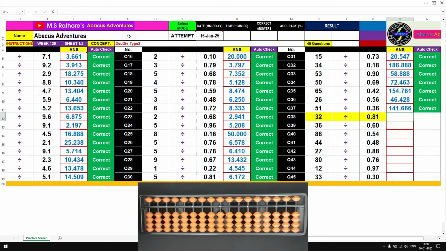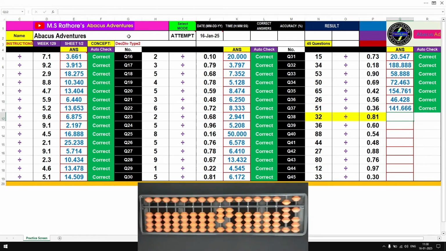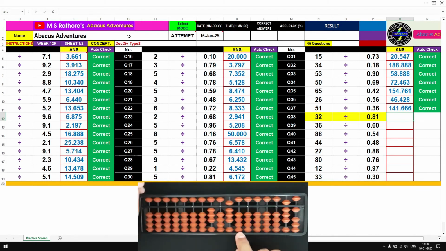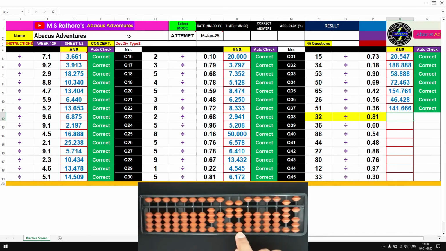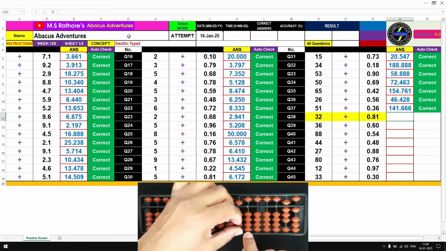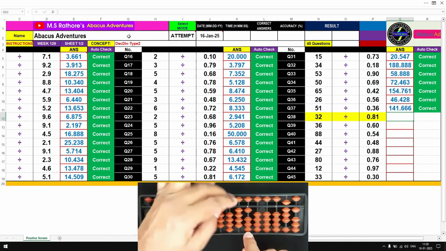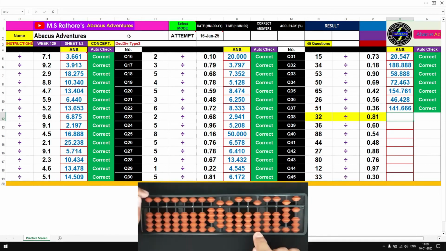Question number 38, 32 divided by 0.81 or 32 divided by 81. My finger is below 32. 8 threes are 24, shifted 1 threes are 3, new number is 77. 8 nines are 72, shifted 1 nines are 9, new number is 41. 8 fives are 40, shifted 1 fives are 5, new number is 5.